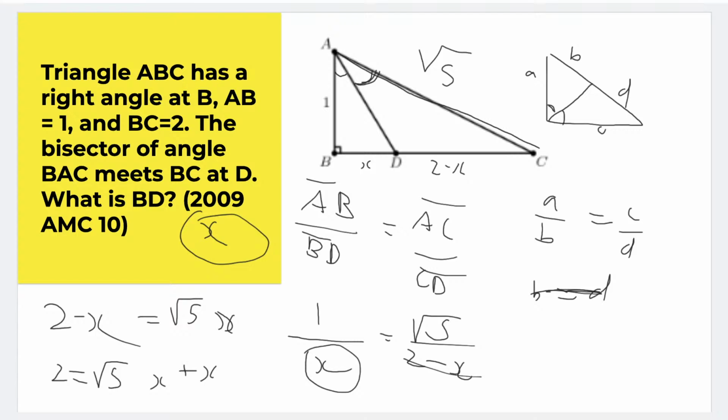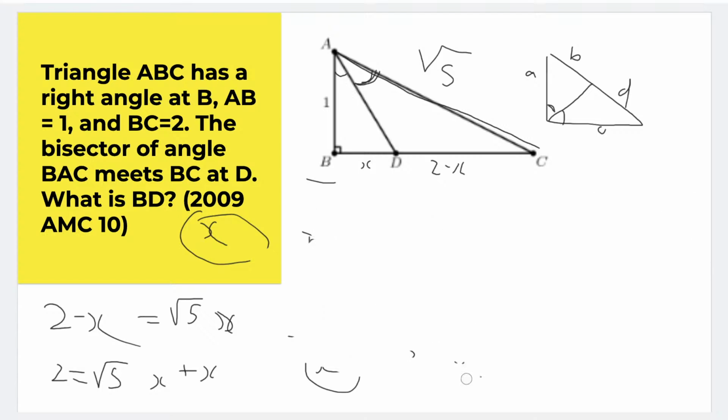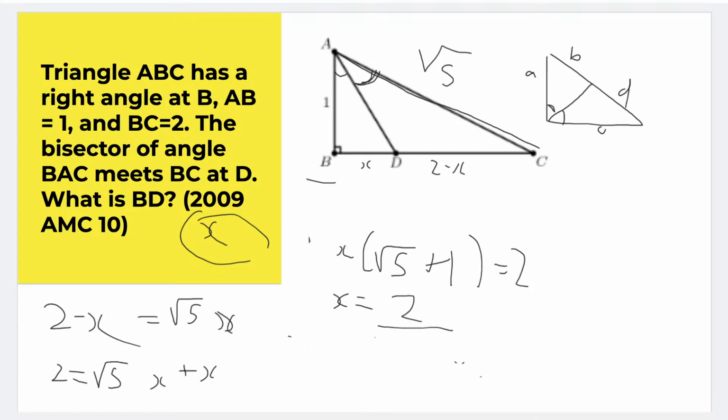I'm going to erase my work here. So that means x times the square root of 5 plus 1 equals 2. Now the side length of BD is just x equals, you divide both sides by square root of 5 plus 1, so you get 2 divided by square root of 5 plus 1.